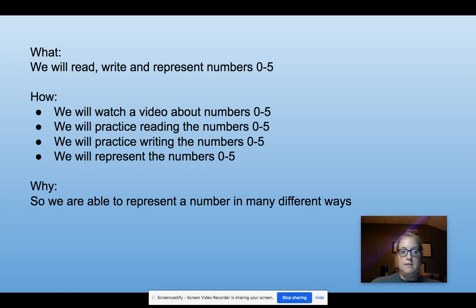Why are we going to do this? Well, we're going to do this so that we're able to represent a number in many different ways. So are you ready? Let's get started.